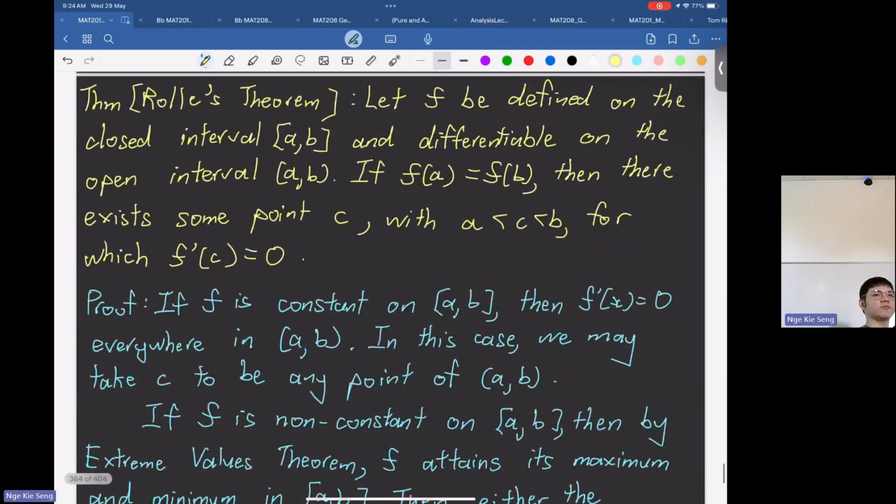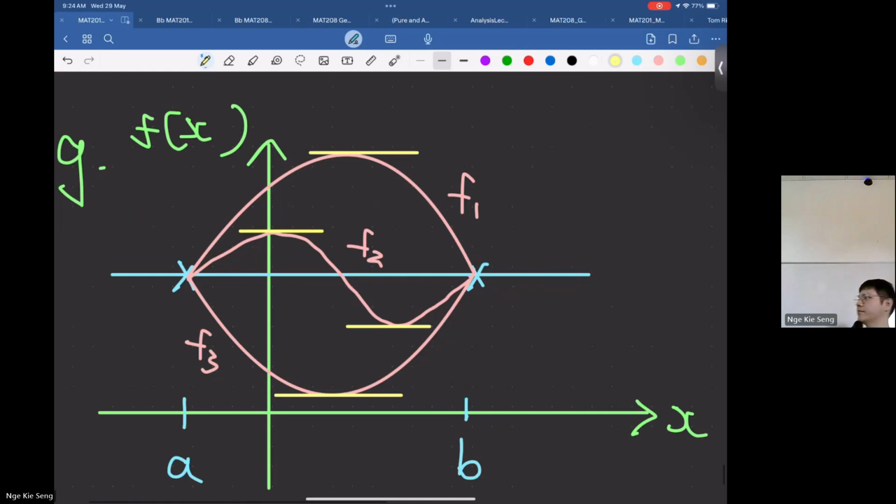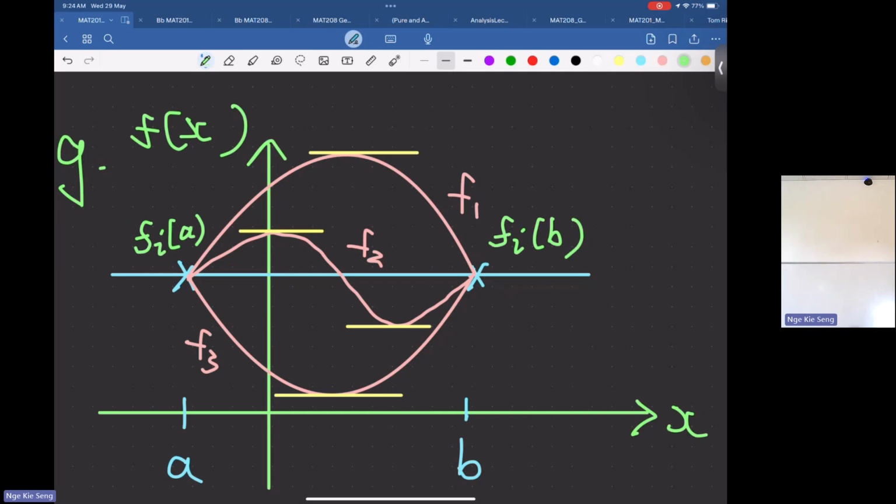So can you recall what Rolle's theorem does? If the endpoints have the same value of f, then you can find some point in the middle that has derivative 0. Okay, so you need to remember this using this diagram here. You have f(a) equals f(b), and then you can form a straight line between the two because they are the same, right?